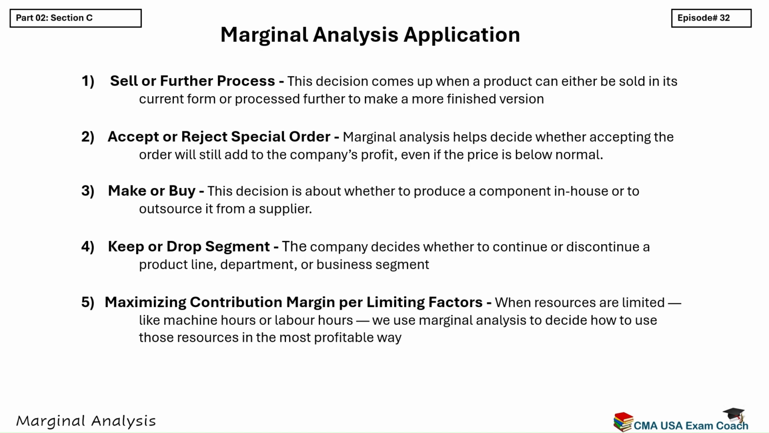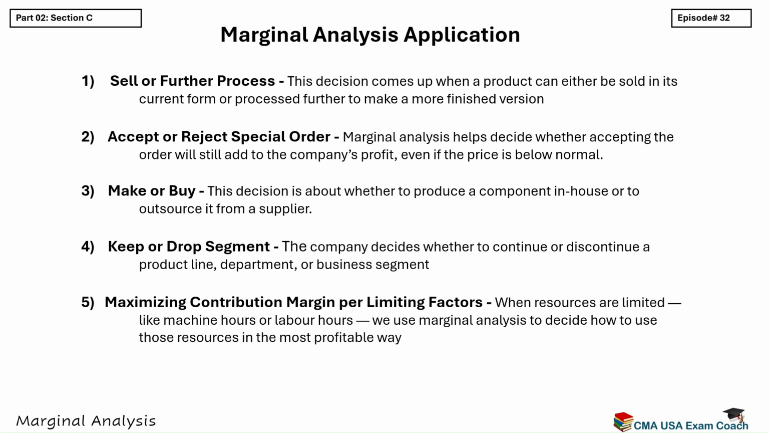1. Sell or further process. This decision comes up when a product can either be sold in its current form or processed further to make a more finished version. We use marginal analysis to decide whether the extra processing is worth the extra cost.